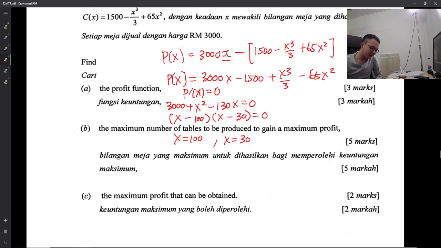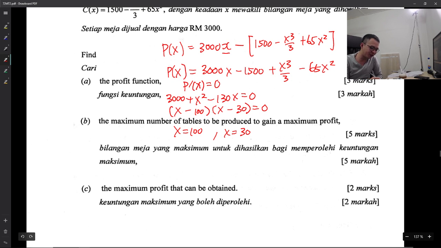Okay, so the second thing I want to do is find which value is maximum and which value is minimum, because I have two values here. I can't use both. So therefore I will differentiate again. P double prime means differentiate again. So if I differentiate this equation, 3,000 will give me 0. This one is 2x minus 130.